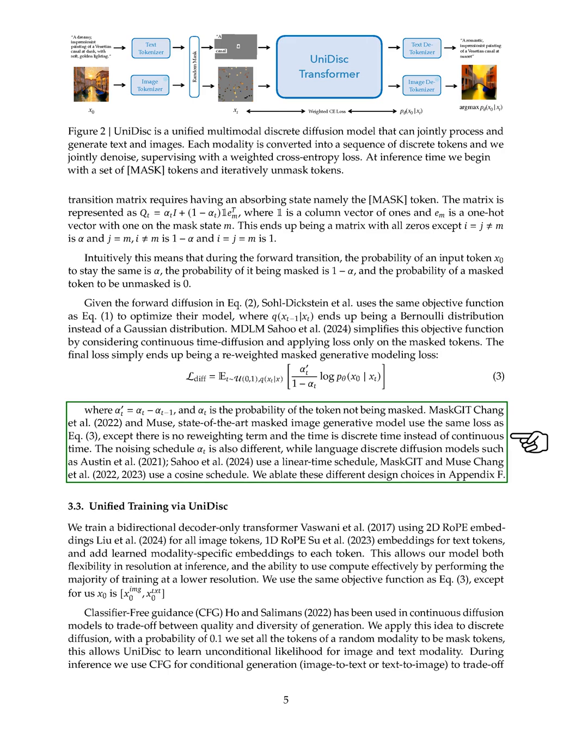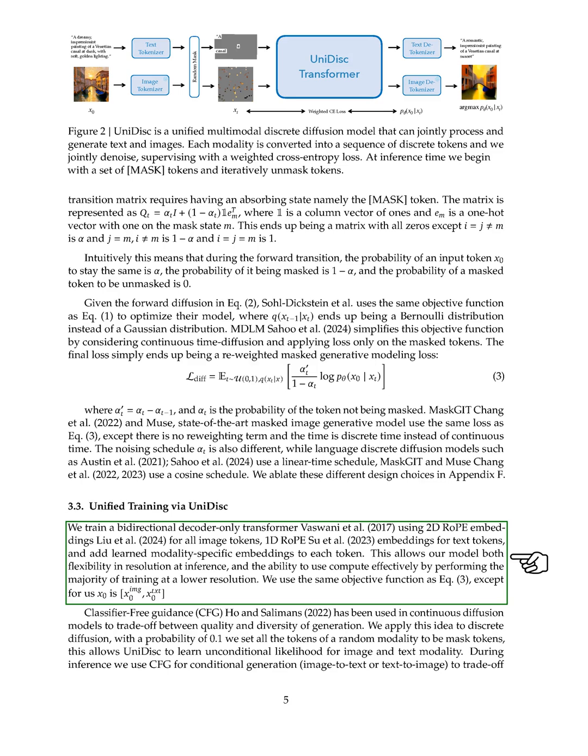Section: Unified Training via UniDisc. In this section, we describe our approach to unified training using UniDisc. We train a bidirectional transformer that employs two-dimensional rope embeddings for image tokens and one-dimensional rope embeddings for text tokens, while also incorporating learned embeddings specific to each modality. This setup gives our model the flexibility to adjust resolution during inference and allows us to optimize computation by primarily training at a lower resolution.